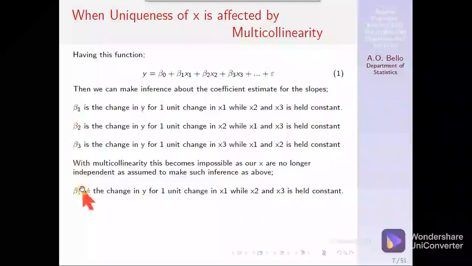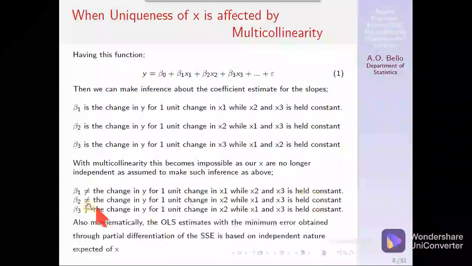So what do we have? We can no longer say our beta 1 is the change in y for 1 unit change in x1, while x2 and x3 are held constant. This is no longer possible. The same thing for beta 2. We can no longer say our beta 2 is the change in y for 1 unit change in x2, while x1 and x3 are held constant. This is no longer possible because of the presence of collinearity. So what do we do?